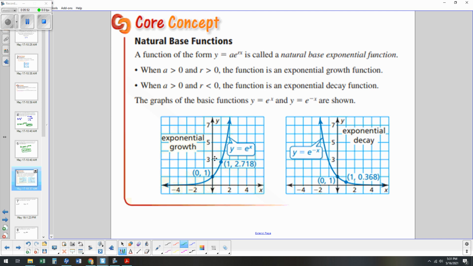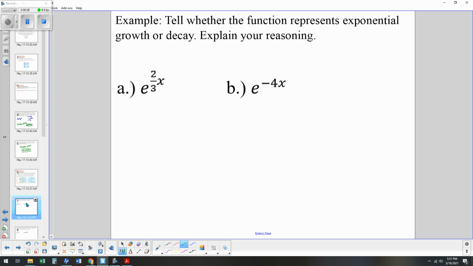So y equals e to the positive x is growth, like we see here, and y equals e to the negative x is decay, as we see here. So all we have to do is look at the number that is attached to the x to determine if it is growth or decay. So for a, this is 2/3 times x. So 2/3 is positive, so therefore this is growth. Right? That's all we had to look at. In part B, -4 is negative, so this is decay.